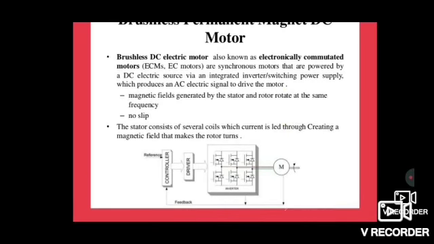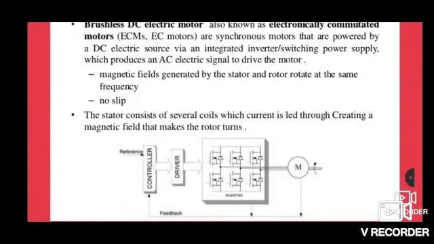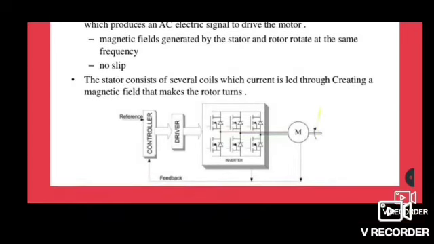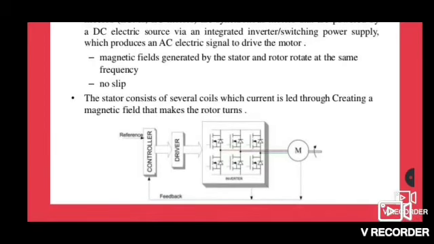See the diagram. It has a controller, a driver unit and an inverter unit. Then it is connected to a motor, and from the motor a signal is given as feedback to the controller. So it is the connection diagram for the BLDC motor.